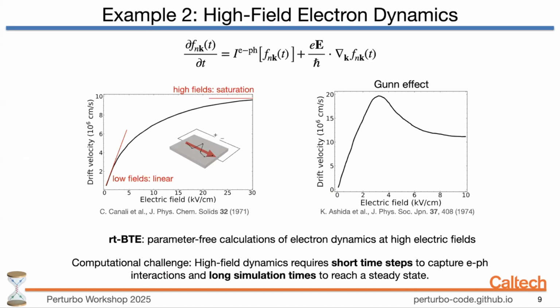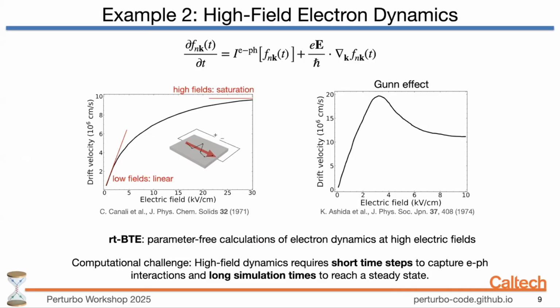And these fields are all pretty high in numbers. And with the Boltzmann transport equation, compared to other simulations like Monte Carlo, it provides a framework that is parameter-free for these electron dynamics simulations at high electric fields. But there is a computational challenge, which is that for these high-field dynamics with electron-phonon interactions, you want to use very small time steps, like 1 femtosecond, to capture the electron-phonon interactions, but to simulate to very long times in order to reach a steady state to compute the drift velocity.